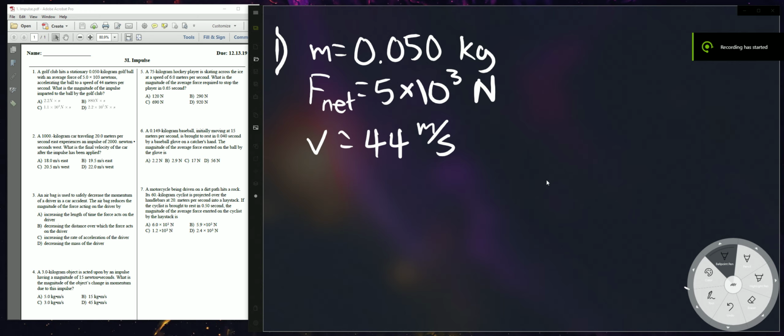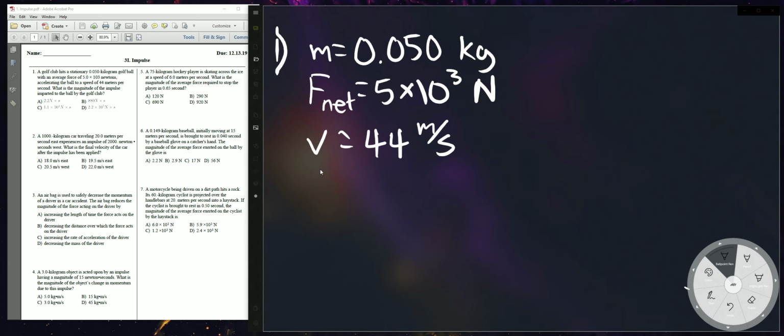Alright, so impulse number one. A golf club hits a stationary 0.05 kg golf ball with an average force of 5 times 10 to the 3 newtons, accelerating the ball to a speed of 44 meters per second. What is the magnitude of the impulse imparted to the ball by the golf club?